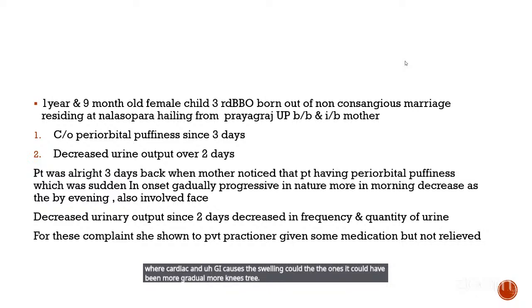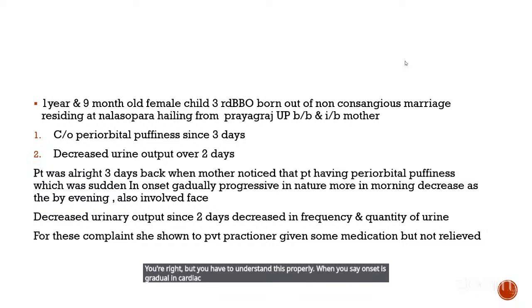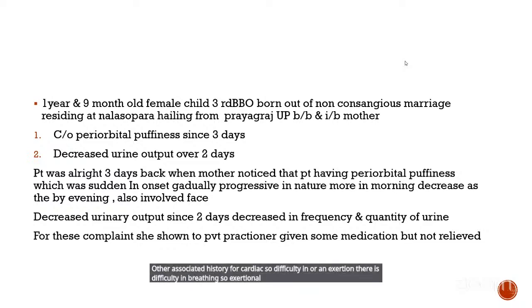You're right, but you have to understand this properly. When you say onset is gradual in cardiac, even in cardiac the patient is going to notice edema one fine day at one fine time. The patient will say, Sunday morning I saw the edema. So it is acute only. But what is gradual are the other associated symptoms for cardiac: difficulty in breathing on exertion. Very good, exertional dyspnea, maybe palpitations, effort intolerance. So there is a long symptomatology.